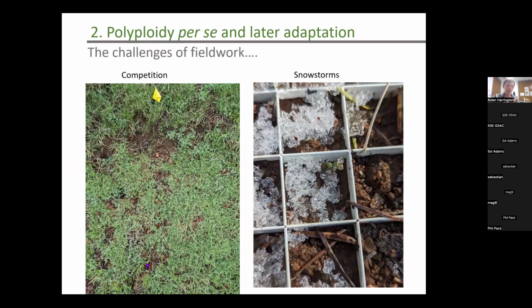Also things like competition, again, that's part of the story, and snowstorms burying seedlings in 2 feet of snow in the middle of March. What can you do? You can't really do anything about it. But again, these are the things that are inherent to the environment at those sites. And that's why we use high replicate numbers.